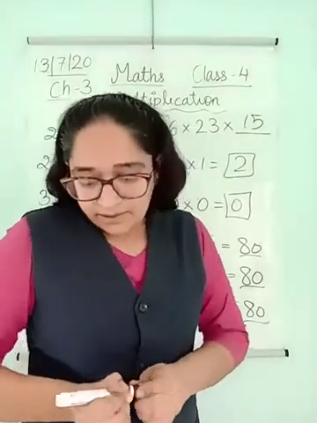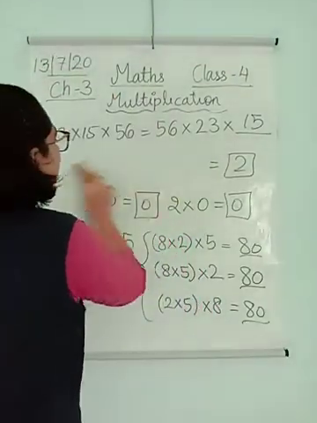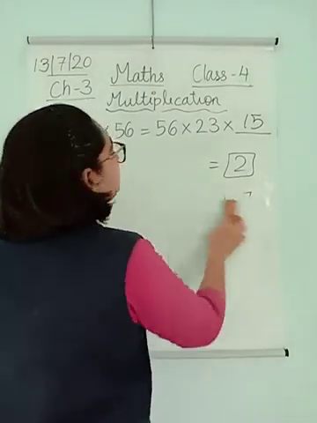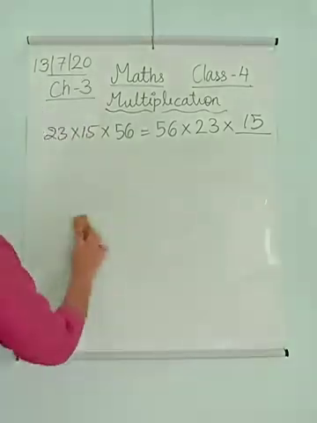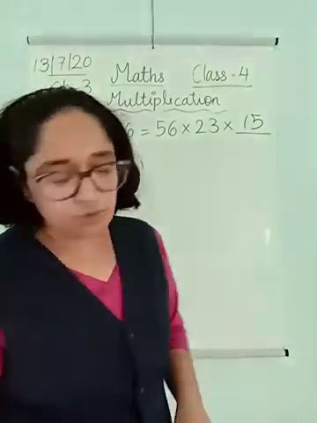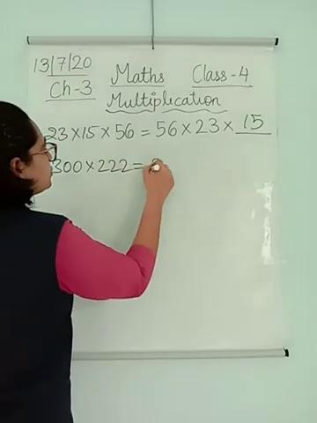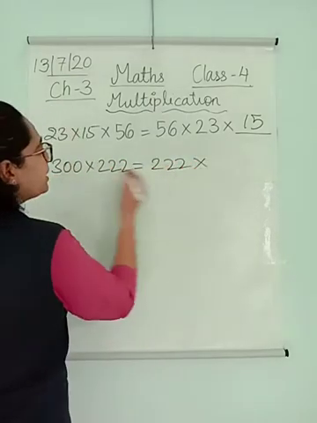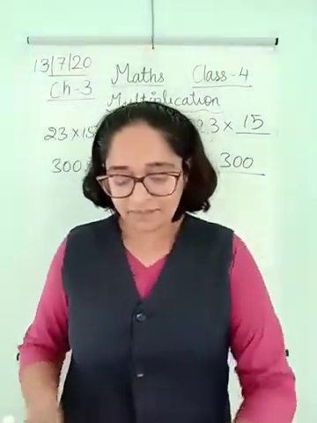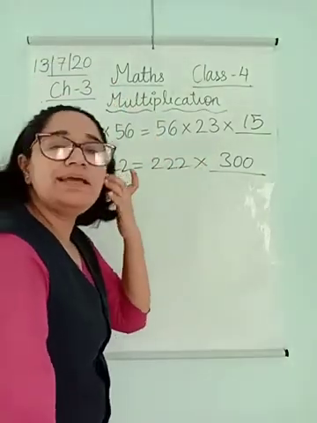Next says 7890 multiplied by 0 gives you answer 0. Then you have 300 multiplied by 222 is equal to 222 multiplied by what is left, 300. So 300 comes in the blank. It's very easy. Just based on the properties we are doing the fill in the blanks here.